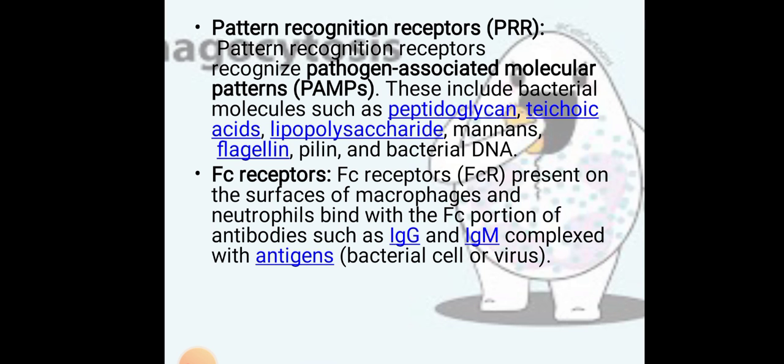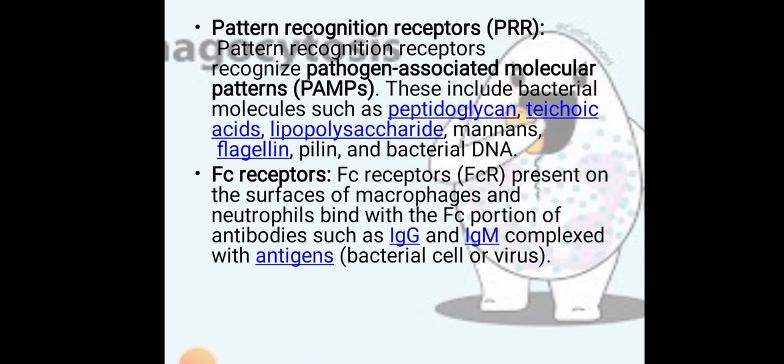Now the second type of receptor is the Fc receptor. These Fc receptors are present on the surface of macrophage and neutrophil cells, and they have a binding site for the Fc region of immunoglobulin molecules.